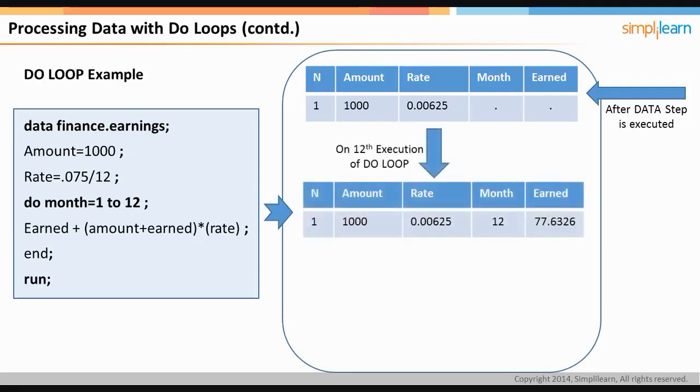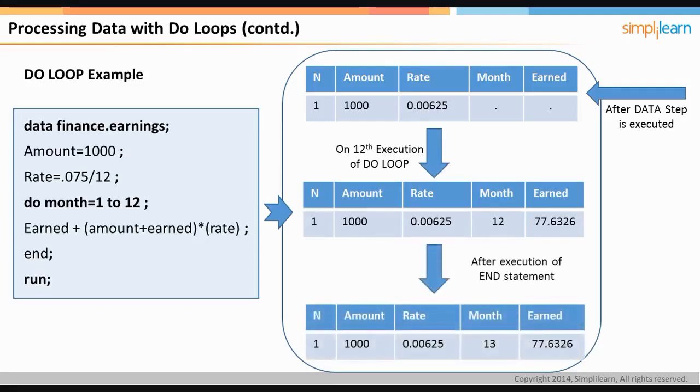On the 12th execution of the do loop, the program data vector looks as shown. After the 12th execution of the do loop, the value of month is incremented to 13. Because 13 exceeds the stop value of the iterative do statement, the do loop stops executing, and processing continues to the next data step statement. The end of the data step is reached. The values are written to the finance.earnings data set, and in this example, the data step ends. Only one observation is written to the data set.